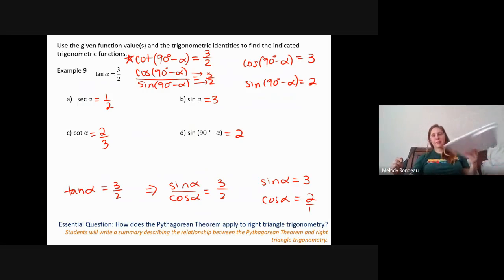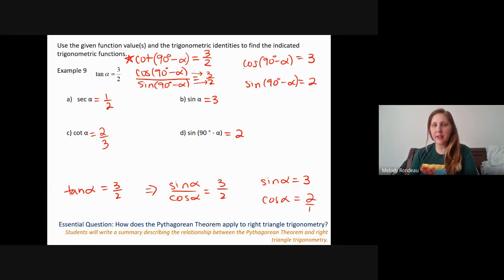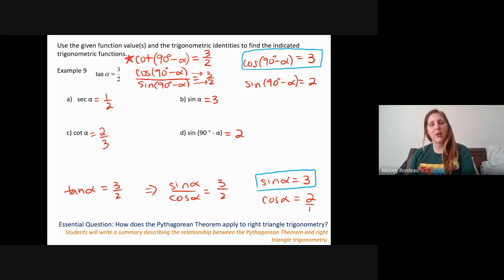I also want to point out something that I didn't discuss, but I did leave it here. I want you to see that we had cosine of 90 minus alpha equals 3. If I go down here to a matching answer, I have sine of alpha equals 3. Hopefully you can see I have matching answers and my angles would be complementary, because 90 minus alpha equals the other alpha. It's kind of a weird thing, but those are complementary angles. Any questions there?